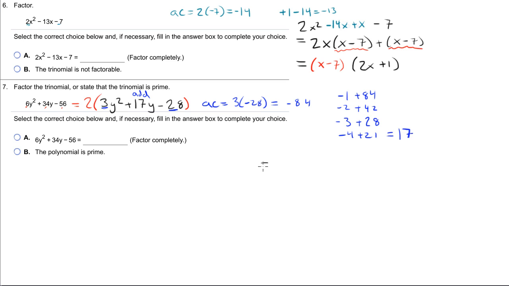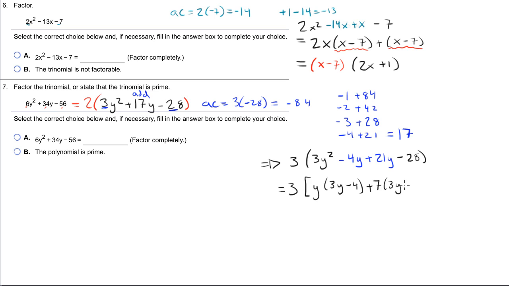Okay. So we're going to have 3 times the quantity 3y squared minus 4y plus 21y minus 28. All right, and now we factor the front here. So this is going to be, we can just pull out a y. So that's y times 3y minus 4. In the rear, we can pull out a 7. So that's plus 7 times 3y minus 4. Hey, it matches. That's great.